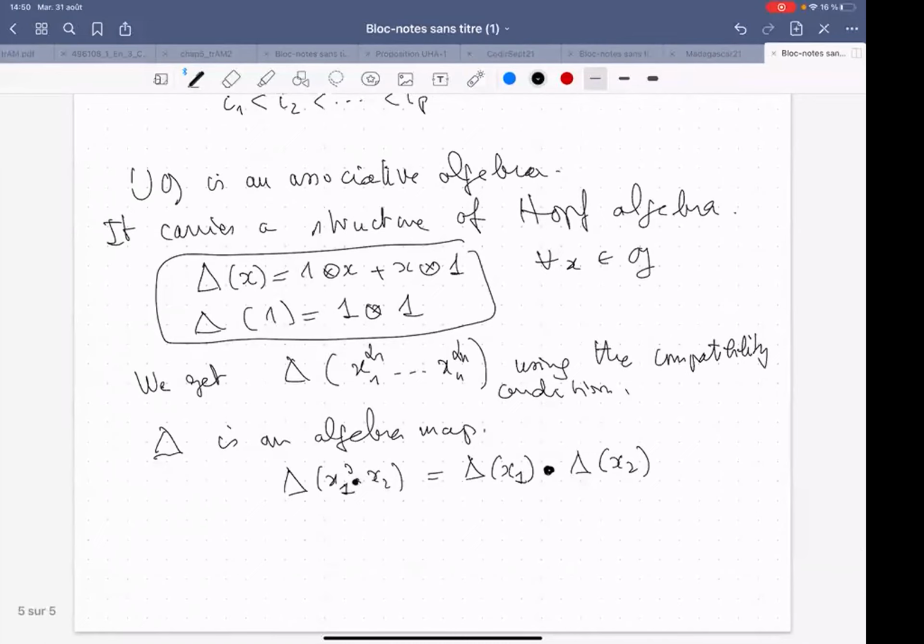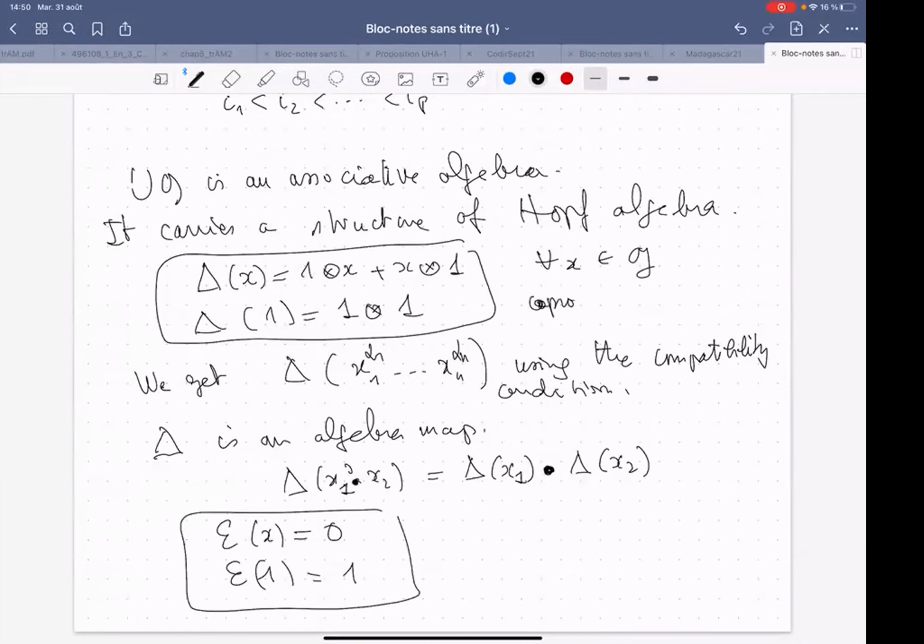And now what about the co-unit? Epsilon of x is 0, and epsilon of 1 is 1. Okay, then this is the definition. Then this is the co-product. And this is the co-unit.